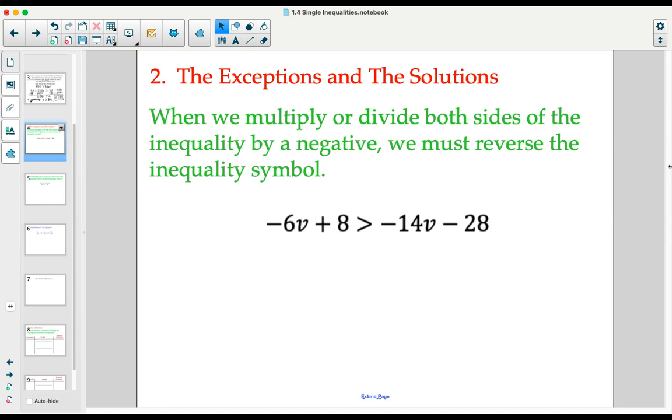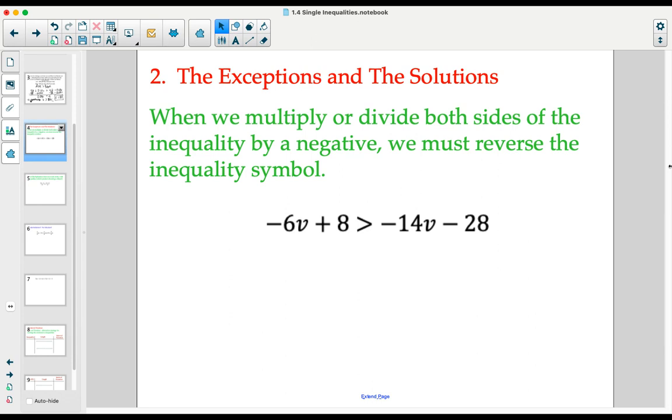There are some potential pitfalls that you need to be aware of when it comes to working with inequalities and solving one variable inequalities. This example here should look familiar. We did this example in a previous video. And in that video, I made the decision to move the variable to the left-hand side. I added 14v to both sides. But what if I had gone the other way?